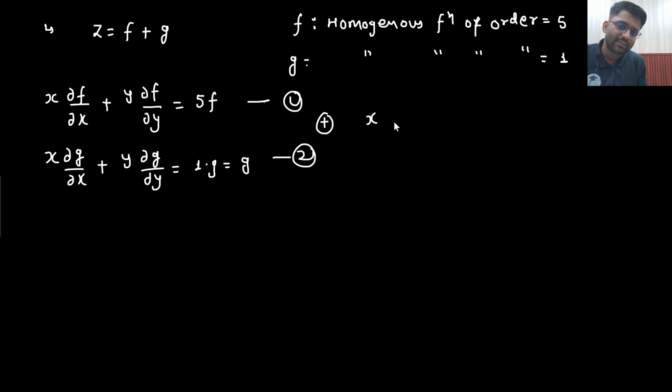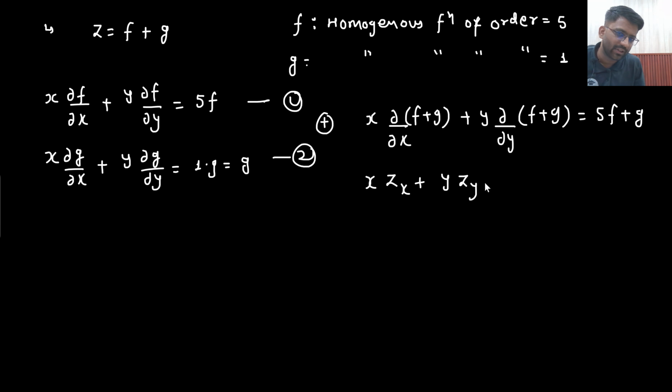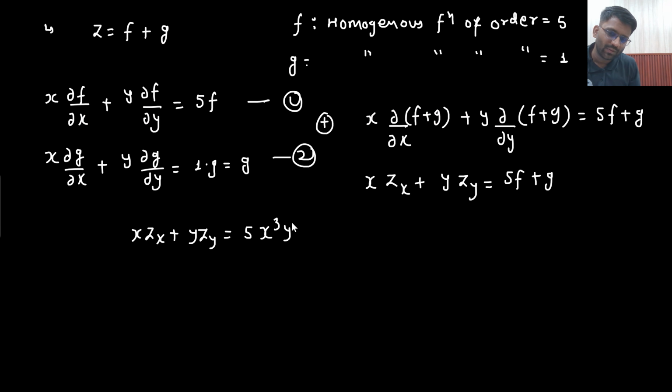So what will you get? x times del f by del x added with del g by del x, so f plus g, plus y times del f by del y added with del g by del y, f plus g, will be equal to 5f plus g. What is f plus g? f plus g is nothing but z. So you get x zx plus y zy equals 5f plus g. What is the answer? x zx plus y zy is 5 times this function, x cube y square ln of x by y, plus this function, x square plus y square upon x plus y. There you go. This is the answer.